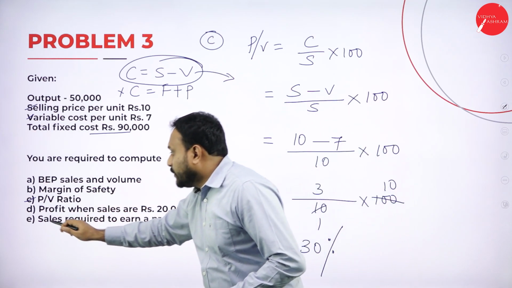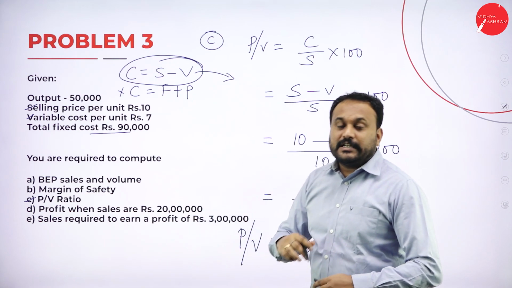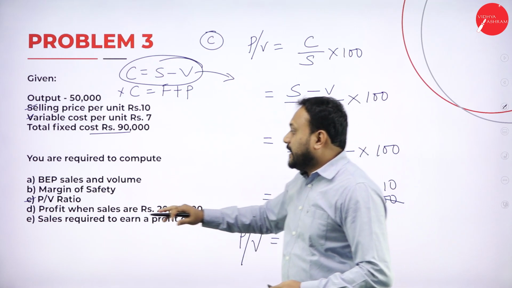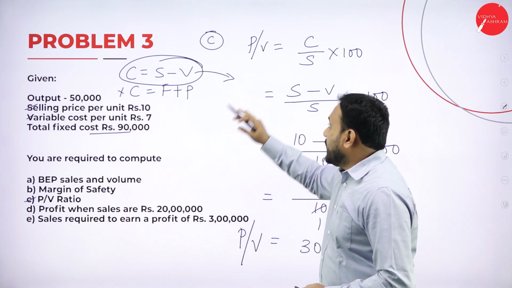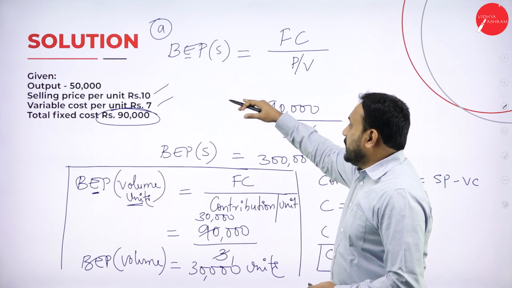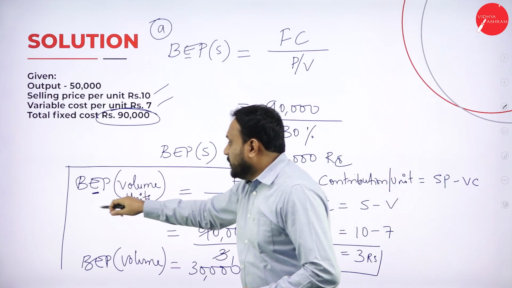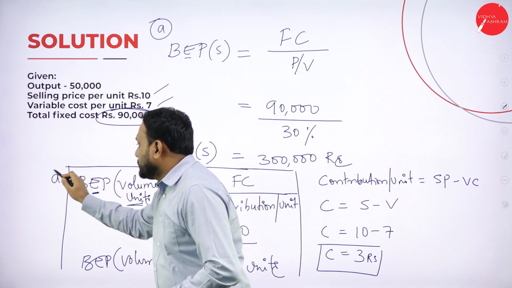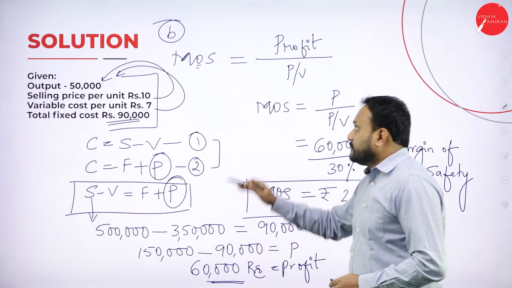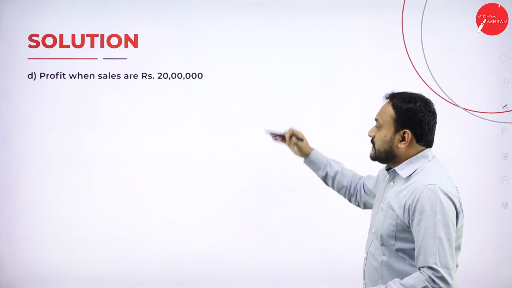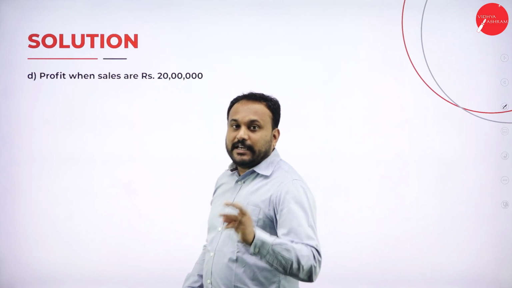Now we are left with what? D and E. The D and E they are asking us. Now we have solved C. We have solved A as well. Here also this is A only. Now we have solved B. Then we are supposed to go with D. A, B, C is done.